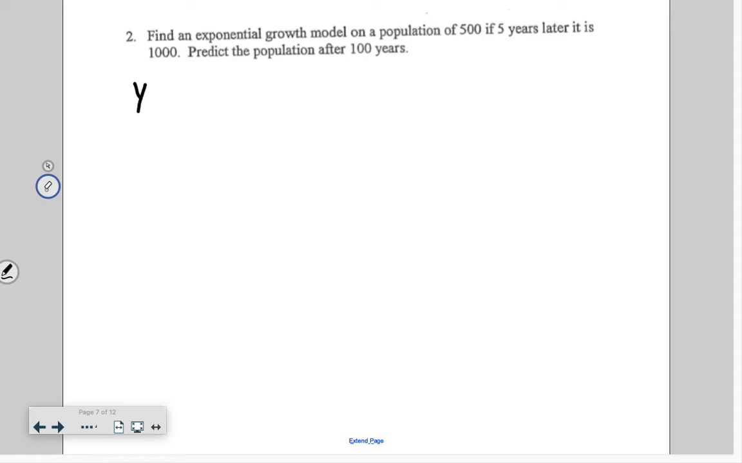So again, if we think about exponential equations, a times b to the x, what's a? Yep, starting population is 500, and again, you have another point. It's just not as an ordered pair, this time it's in words. 5 years later, you have 1,000. That's your extra point. So, 1,000 equals, starting with 500 times b to the 5th power.